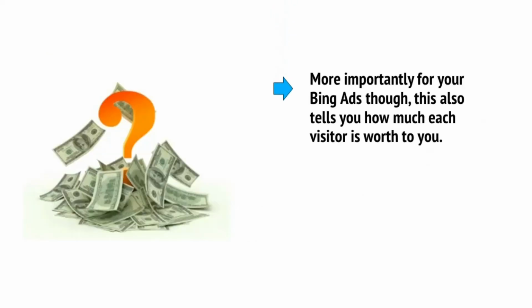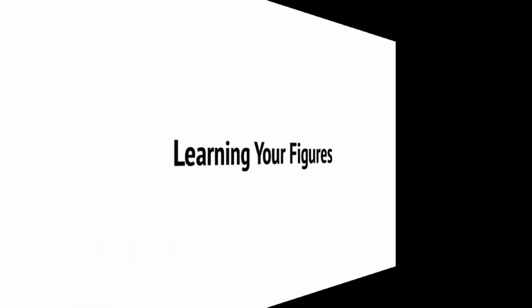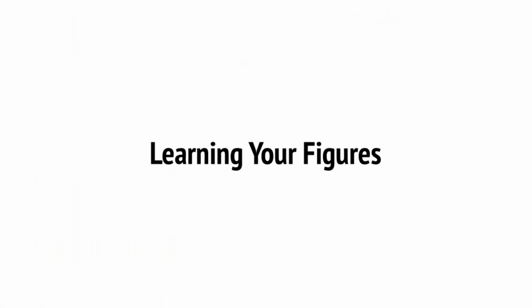More importantly for your Bing ads, though, this also tells you how much each visitor is worth to you. If 1,000 visitors equals $30, then that means each visitor is worth 3 cents. 3 cents isn't a lot of money, and that's why it's so important that you think about this before you create an advertising campaign. Because if you were to go ahead with these numbers and start paying $1 per click, you'd end up losing a lot of money.